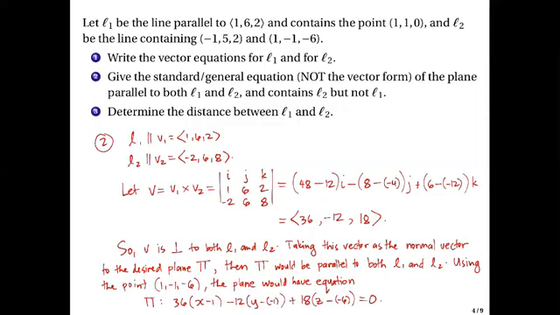Actually, this one is the point-normal equation, not really the standard. This is the point-normal equation because you have the normal in here and you have the point. The standard or general equation, we must simplify this. So we have to distribute this 36, this minus 12, and this 18 to this equation.